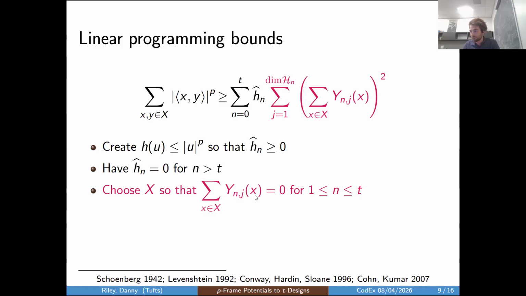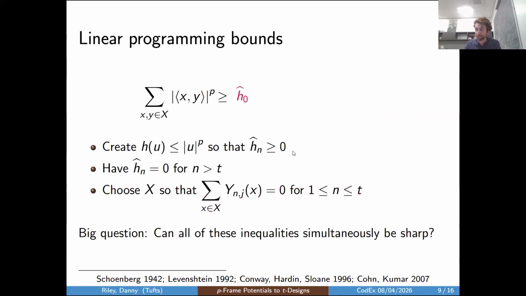So what I want is for all j, the sum of the spherical harmonics of degree n and phase j to be equal to 0. When do I want that to happen? Whenever h hat is non-zero. And if it's 0 for n greater than t, I need this condition for n between 1 and t. If all of that is true, then this sum actually becomes very easy, because it's a bunch of 0 times something else or something else times 0. This is just the constant h0 as long as all of these assumptions are met.